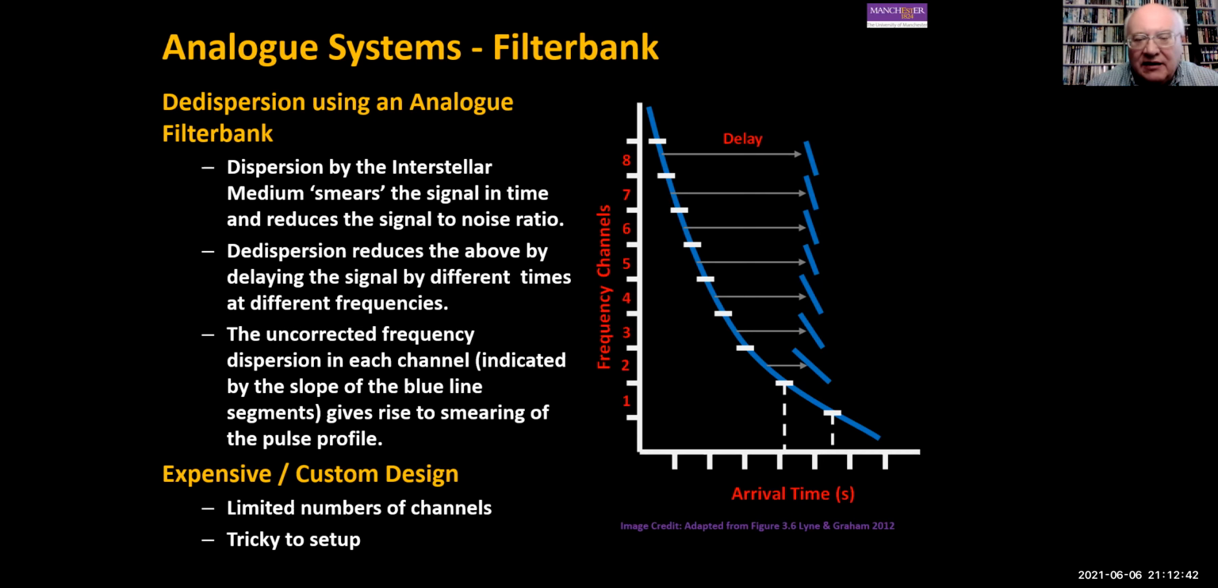The problem with the analog system is we can correct each frequency channel, but we don't correct the signal within the frequency channel. You can see the slope on the blue lines on the figure on the right-hand side actually still gives us some smearing of the pulse, but we do gain information based on that.